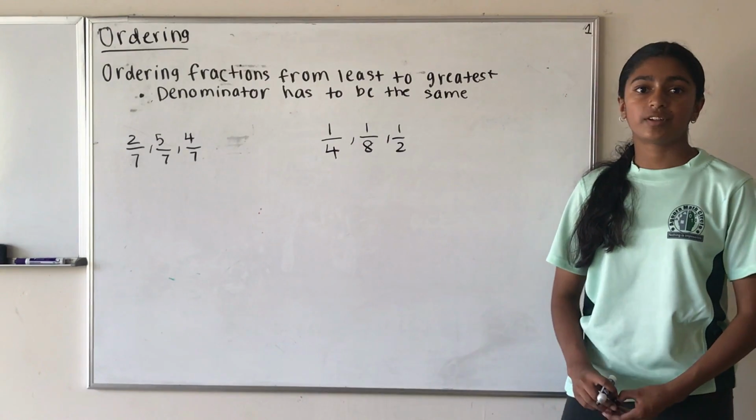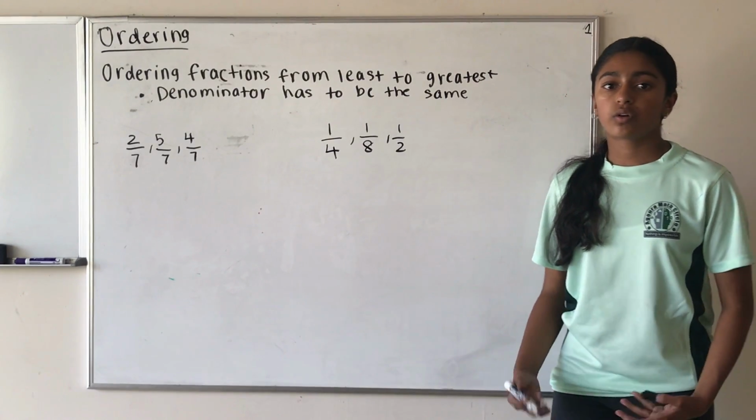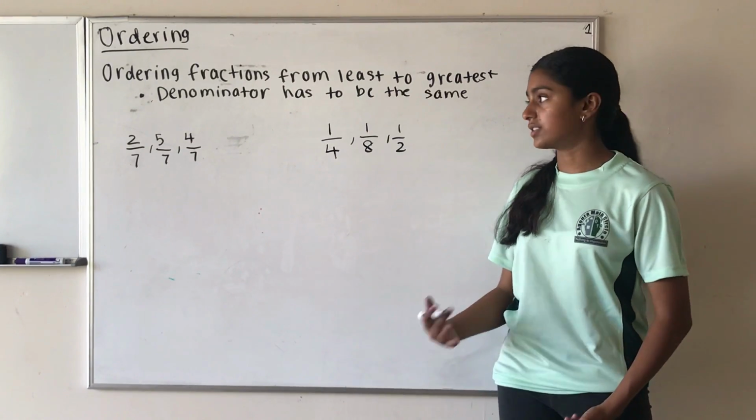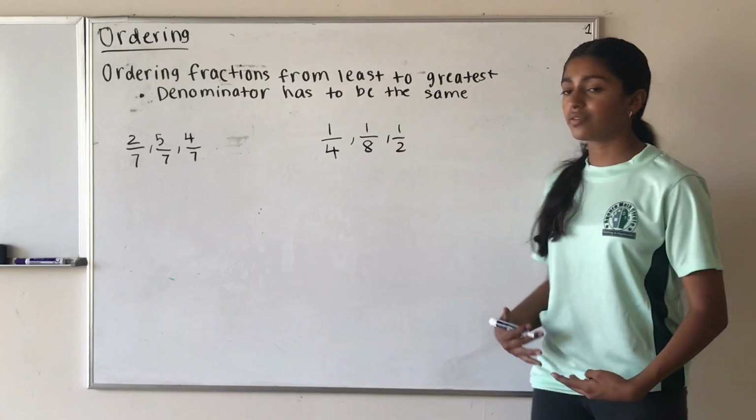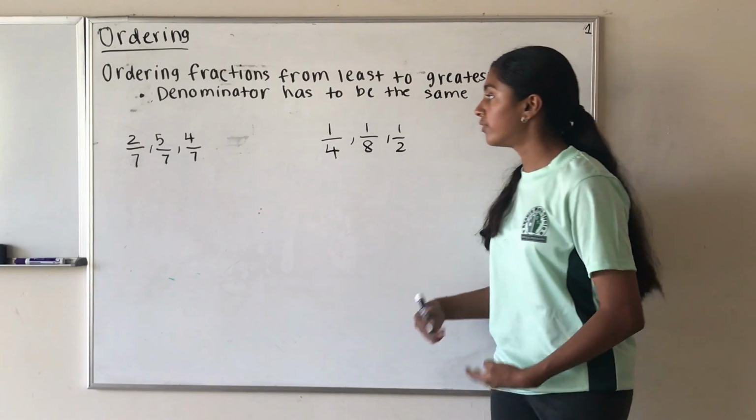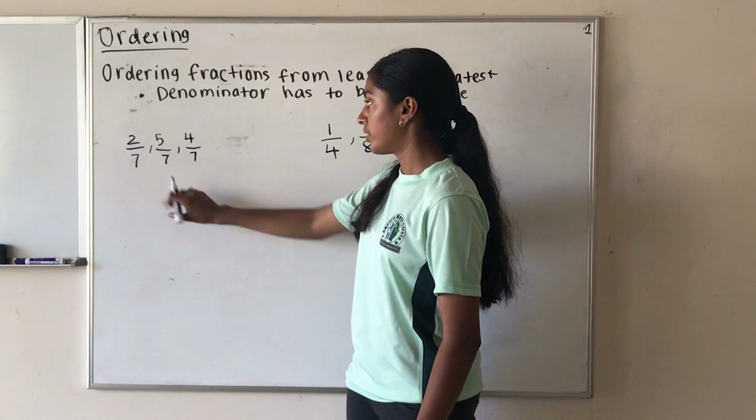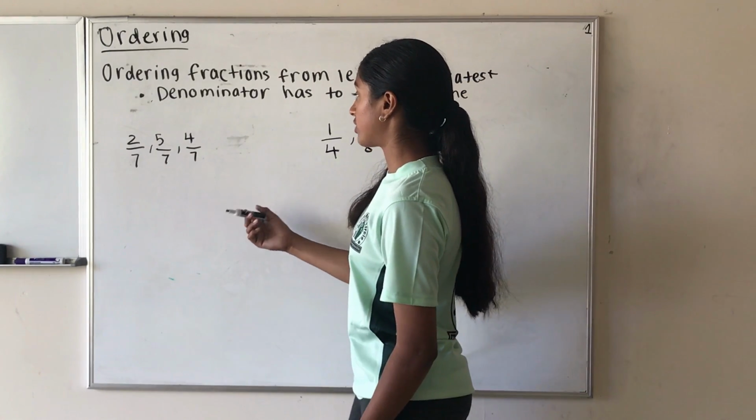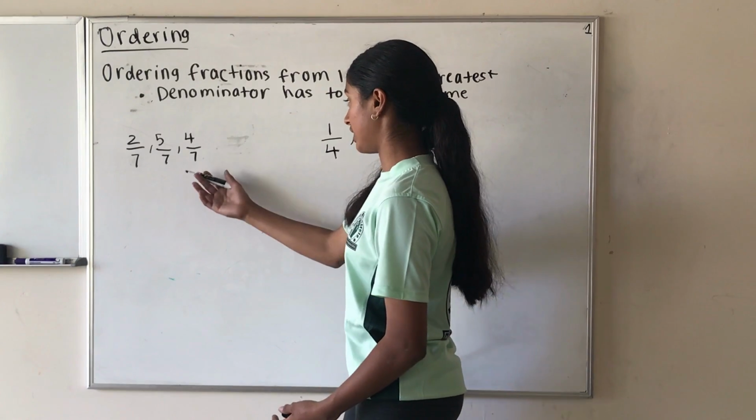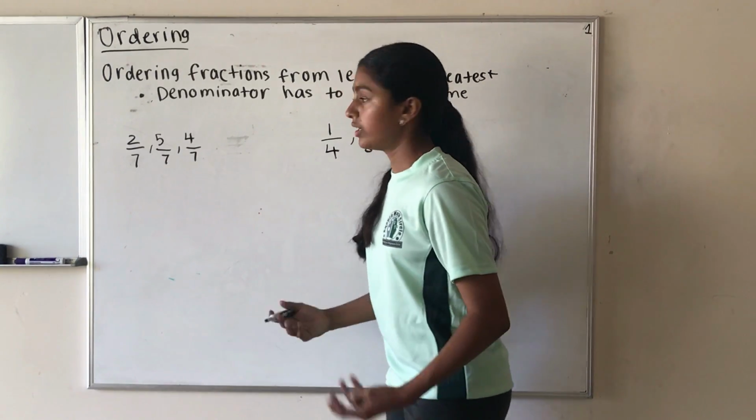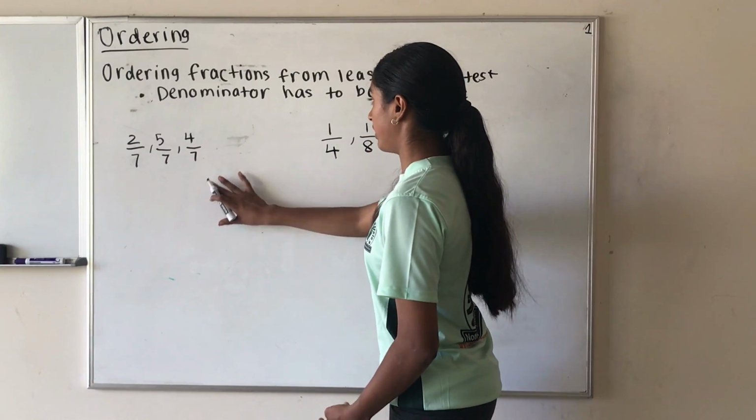The third topic I'm going to teach today is ordering. Ordering is talking about when you want to list fractions from least to greatest or greatest to least. And the way you have to do that is when you have multiple fractions, you always have to have the same denominator. So in this case, our three fractions are 2 over 7, 5 over 7, and 4 over 7. The denominators are the same, so we can order these least to greatest.